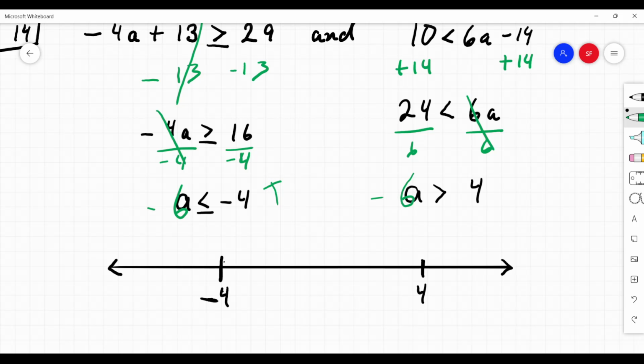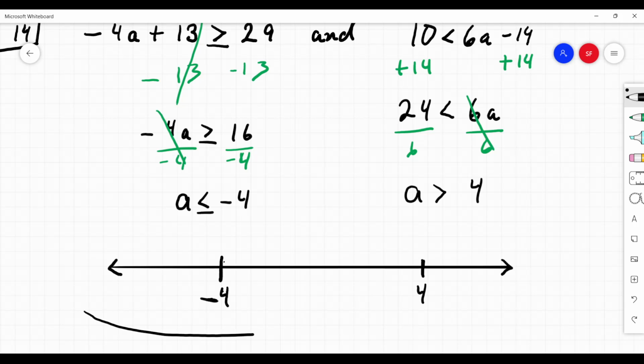If I plug -6 in here, is -6 greater than 4? No. So that means that this interval doesn't work. What about this interval? What's a number in between here? 2. If I plug 2 in there, is 2 less than or equal to -4? No. This interval doesn't work. What's something in this interval over here? 7. Is 7 less than or equal to -4? No. So that interval doesn't work, which means that none of these intervals work.